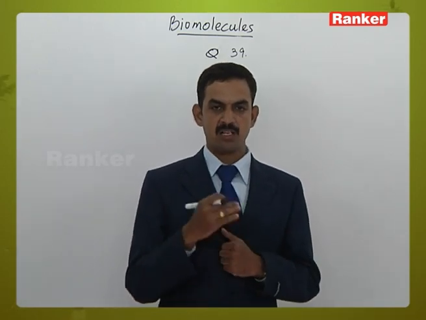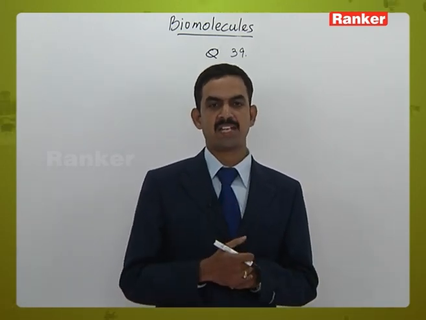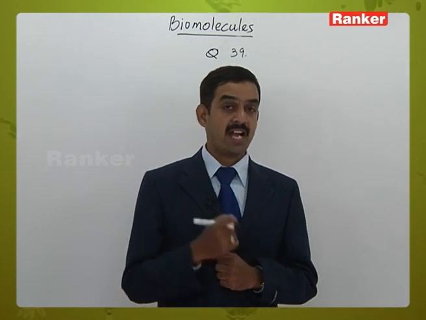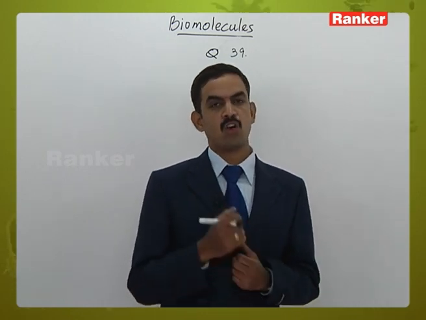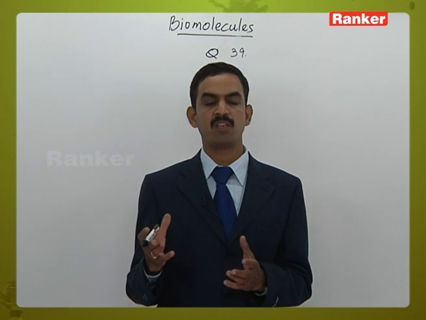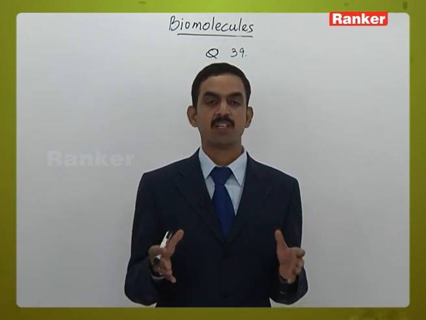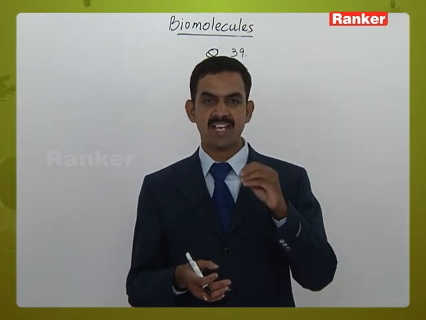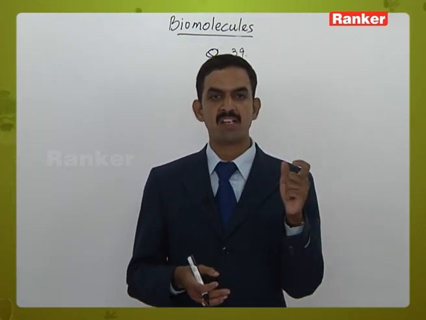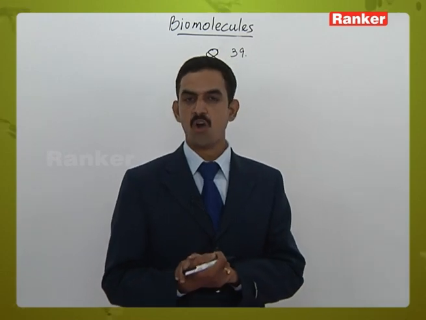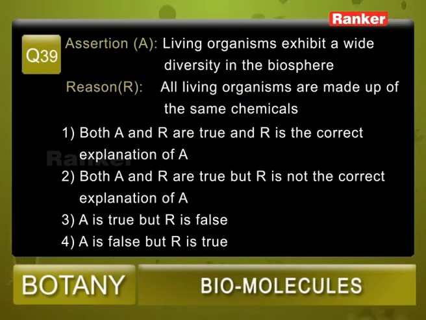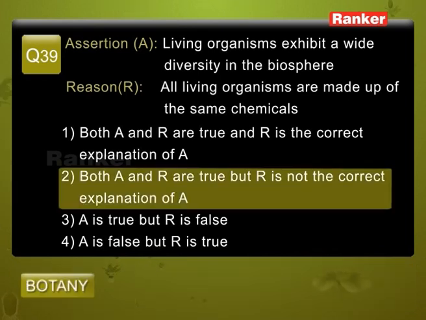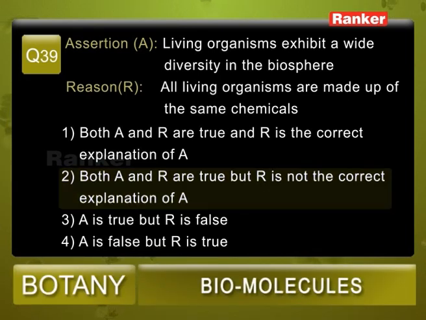And all living organisms are made up of the same chemicals. That is also correct. And one more important thing, the composition of all the living organisms is not exactly the same. There may be a slight difference, and the composition of each and every element may be slightly differing from one living organism to another. So the reason that has been given is correct, but the reason is not the correct explanation for the assertion statement. Question number 39, the correct answer is 2.